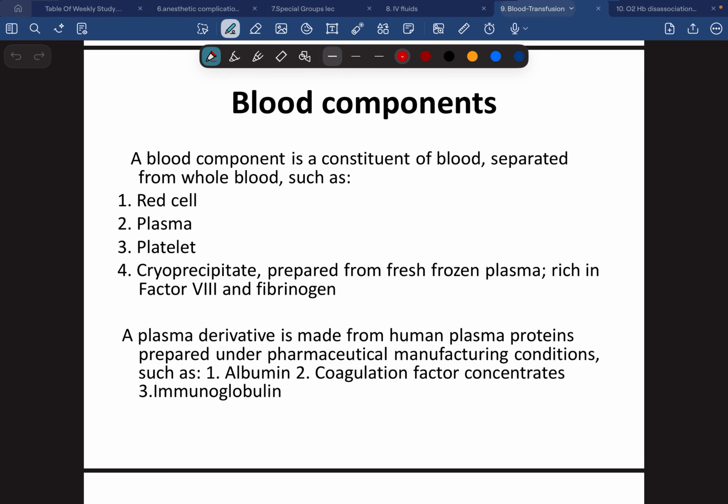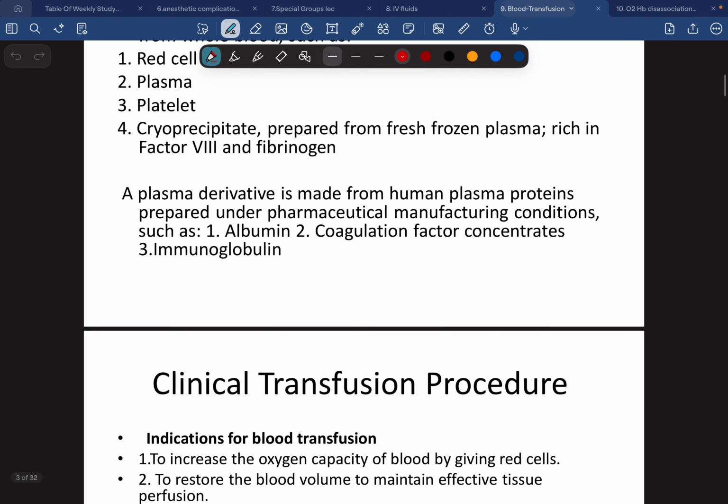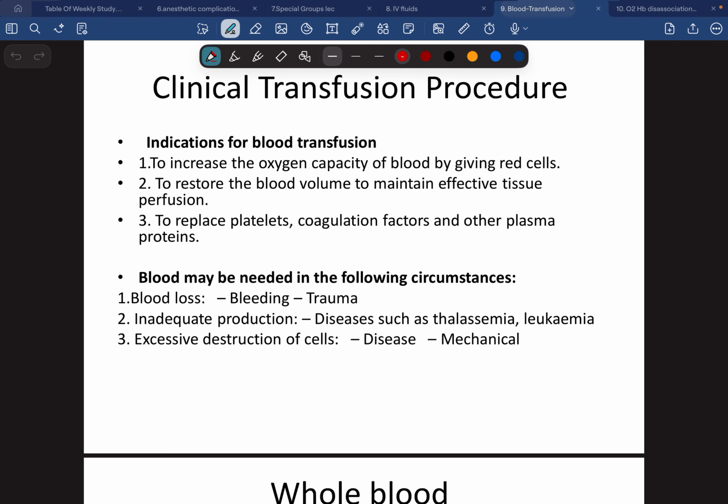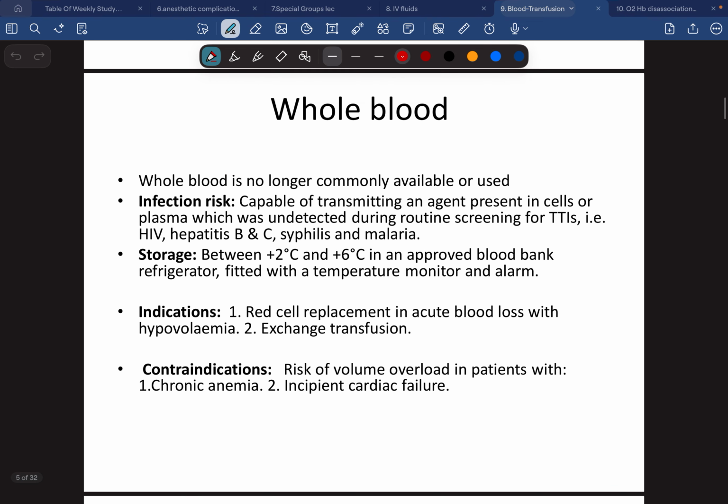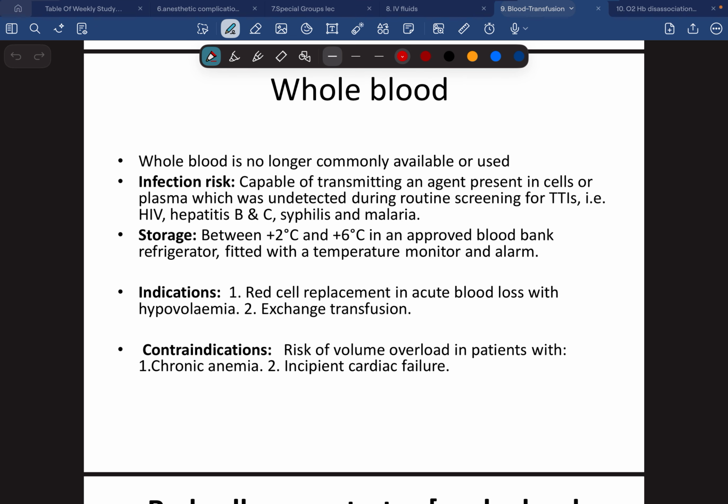Blood may be needed in cases of trauma or bleeding, inadequate production, such as leukemia or thalassemia, or excessive destruction, whether intravascularly or extravascularly, such as with mechanical valves or some diseases. As I mentioned, whole blood is not used very commonly anymore because it carries an infection risk. It needs to be stored between 2 to 6 degrees. Indications: replacement of whole blood loss or exchange transfusion. Contraindications: it will cause severe volume overload for patients who don't tolerate it, such as chronic anemia and cardiac failure.